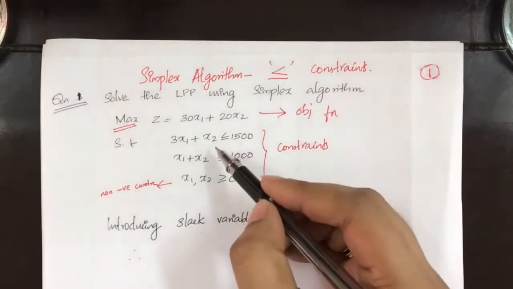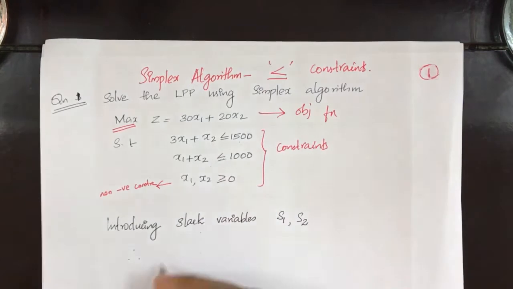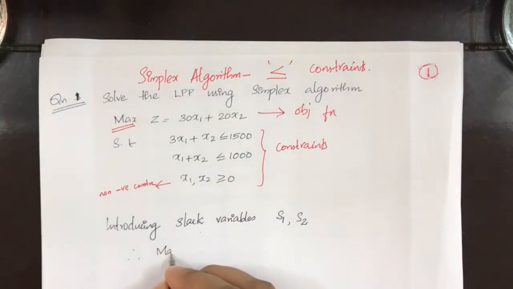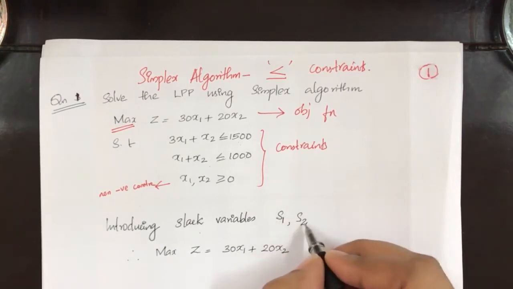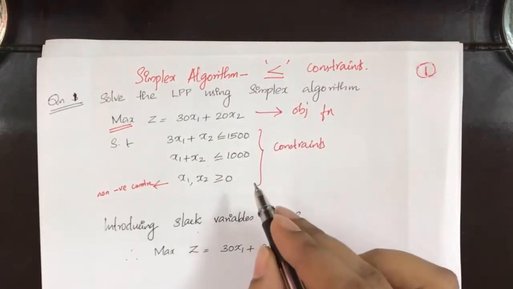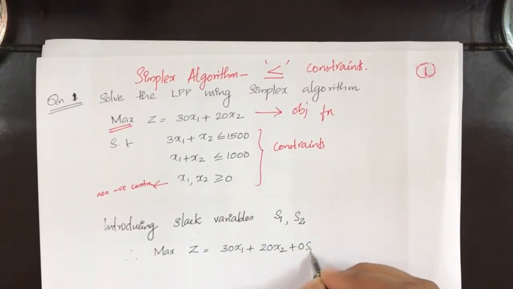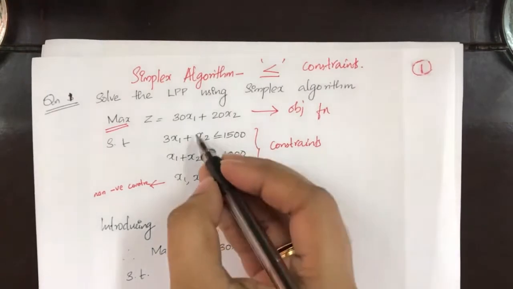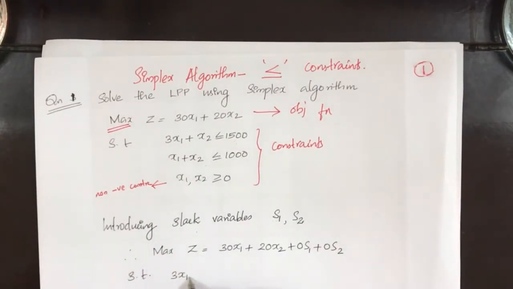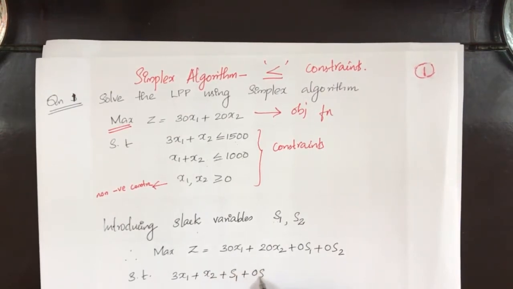Therefore, if we are introducing something into the constraints, it should be included in the objective function also. So our objective function becomes maximize Z equal to 30x1 plus 20x2, plus 0S1 plus 0S2. The coefficient of slack variables in the objective function is always 0, so the objective function does not change.